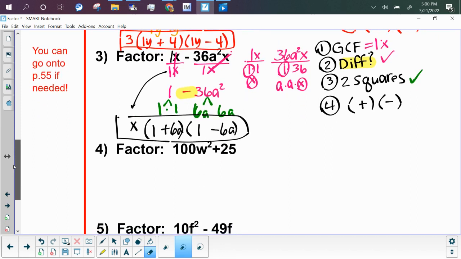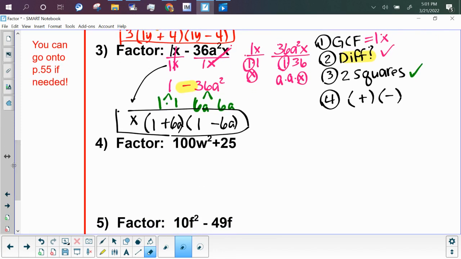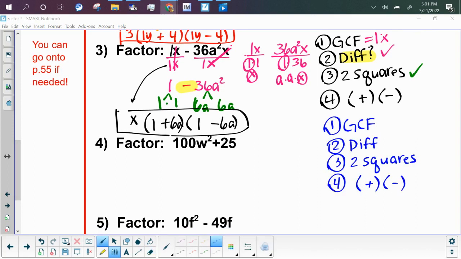If you're out of space on 54, go to 55. So our steps, go ahead, write them down so we can talk through them. GCF is first, just like always. So we've got 100 W squared, and we've got 25. I hope you always start with a smaller number because it's easier. To make 25, we can only do 1 times 25, and 5 times 5.